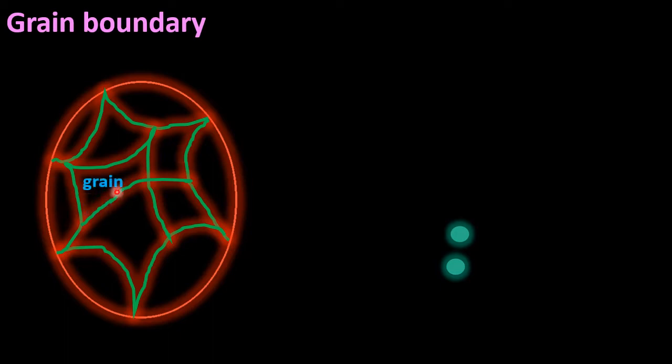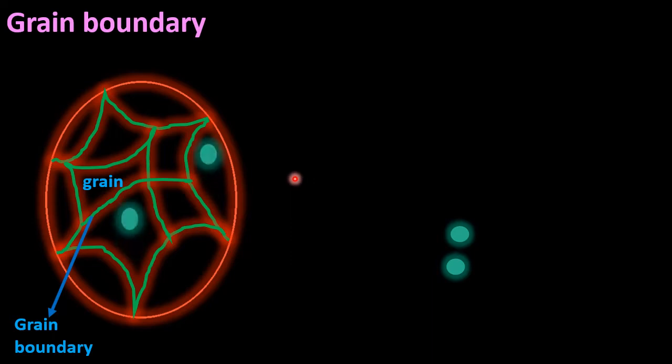So this is a grain, this one is a grain, all these are different grains, and this one is the grain boundary, that is, this wall which is separating the two grains, separating this grain from this grain. This will be termed as grain boundary. The boundary is separating the two grains having different crystallographic orientations.